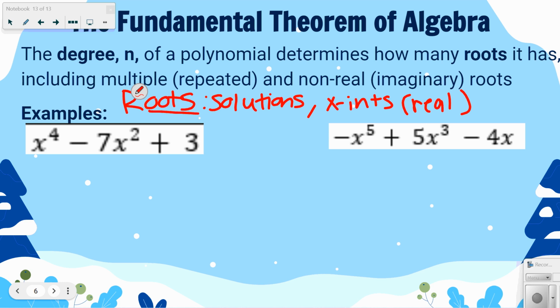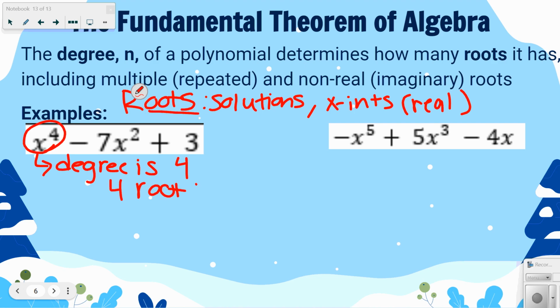So let's look at this example here. We have x to the 4th minus 7x squared plus 3. What is the degree of this function? Yeah, it's 4. It's a quartic. That's a nice connection. So here's my highest degree term. My highest exponent is 4, so the degree is 4. So if my degree is 4, what do I know? How many solutions or roots will I have? 4. So this means 4 roots.